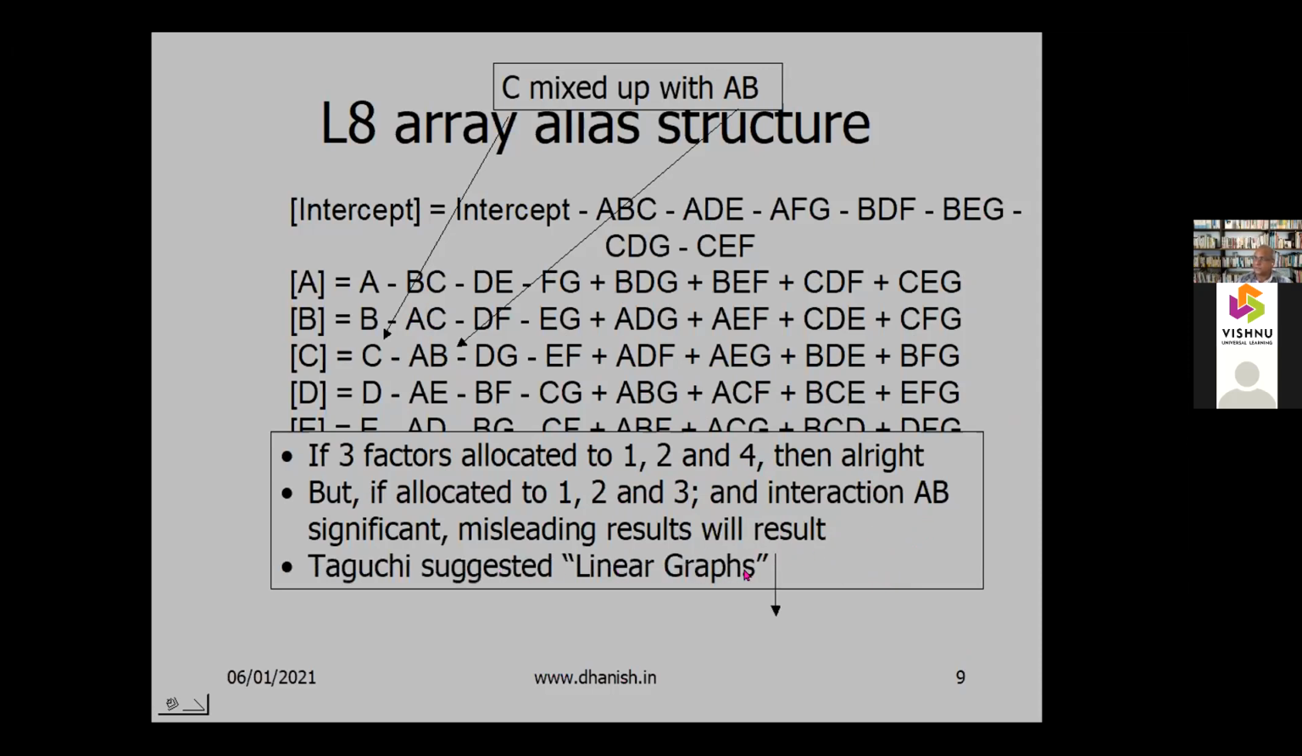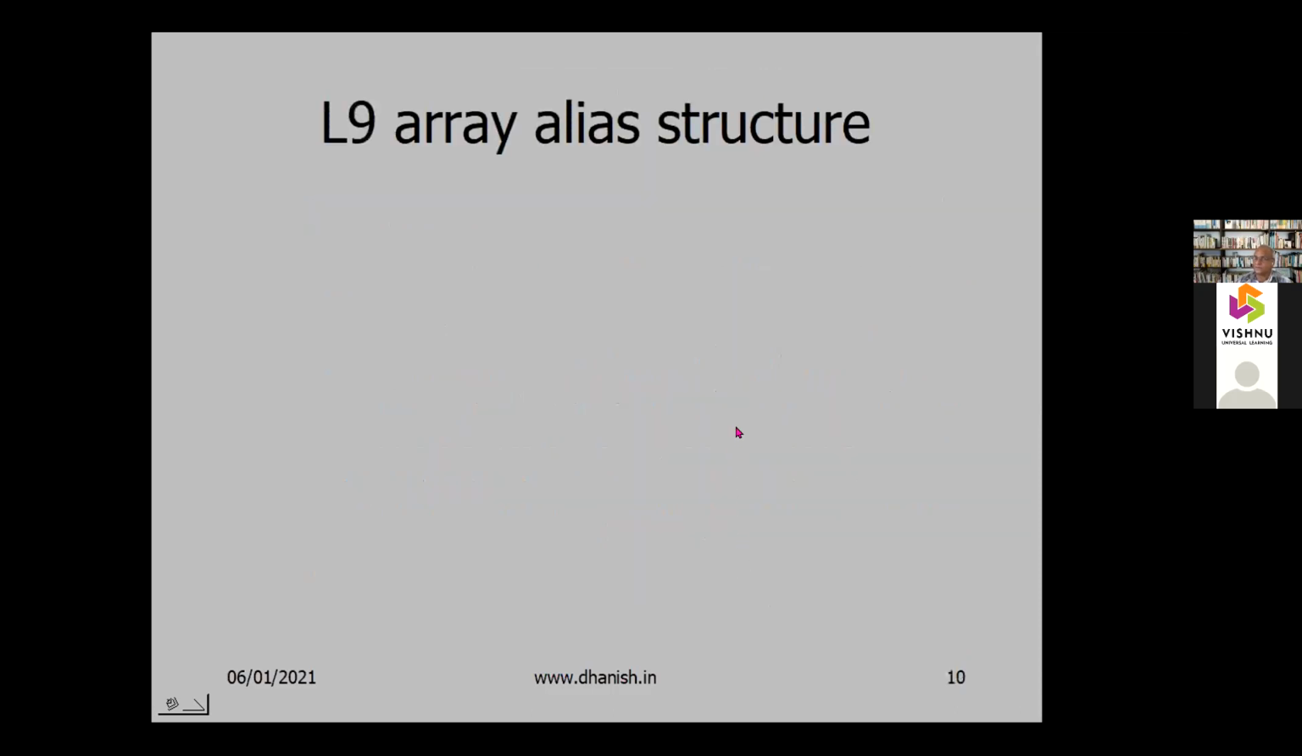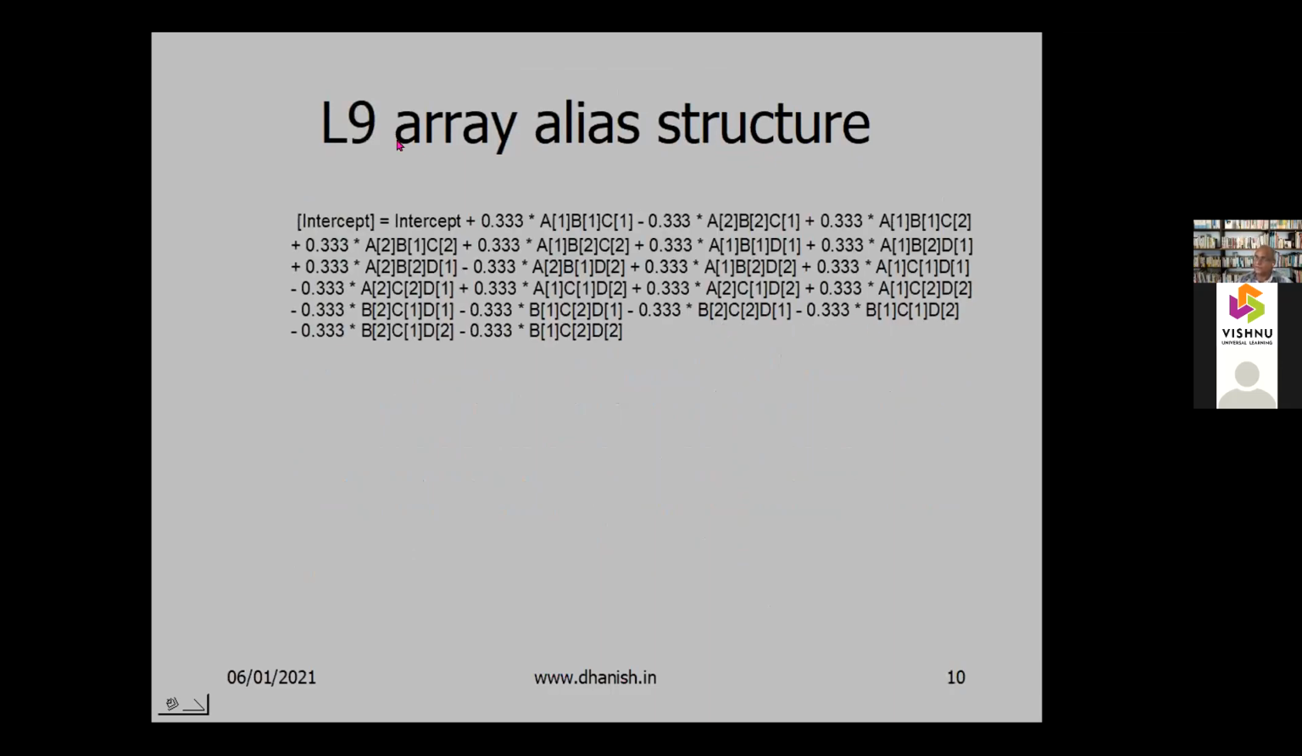So Taguchi suggested linear graphs. Some graphs are there to allocate the variables. If you follow that, it will be all right. And then there is the L-line array. This is another popular design, and its alias structure is so complex.